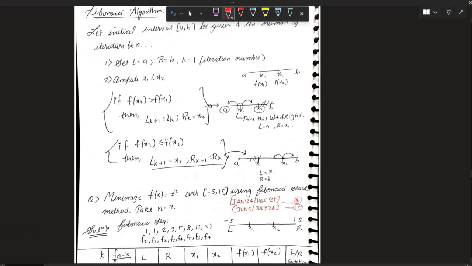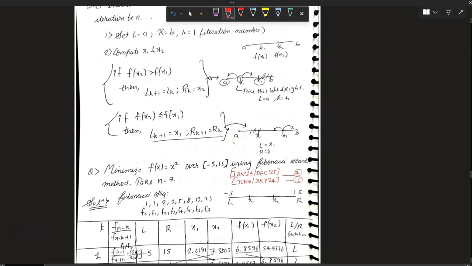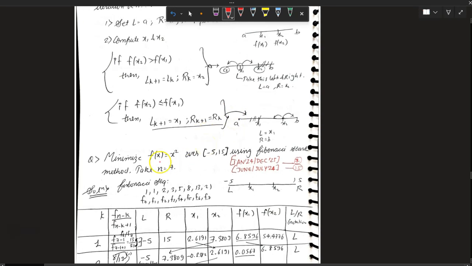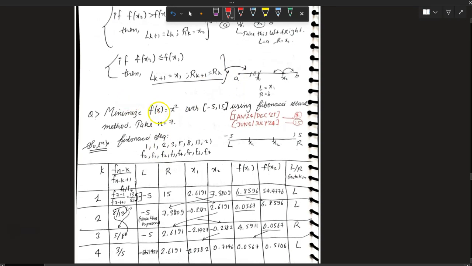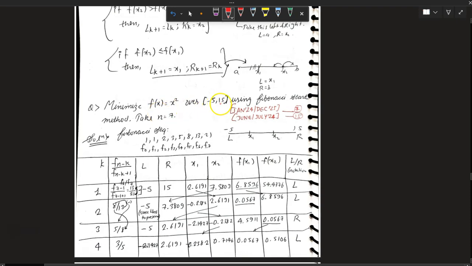You will understand this concept better when we solve a question. So let's see a question. Minimize f of x equals x square minus 5, over the interval minus 5 to 15, using the Fibonacci search method. Take n equals 7. So n equals 7 means Fn equals F7. The Fibonacci sequence can be given as this. You have to index it, as I told you. So minus 5 you should write here, 15 you should write here.